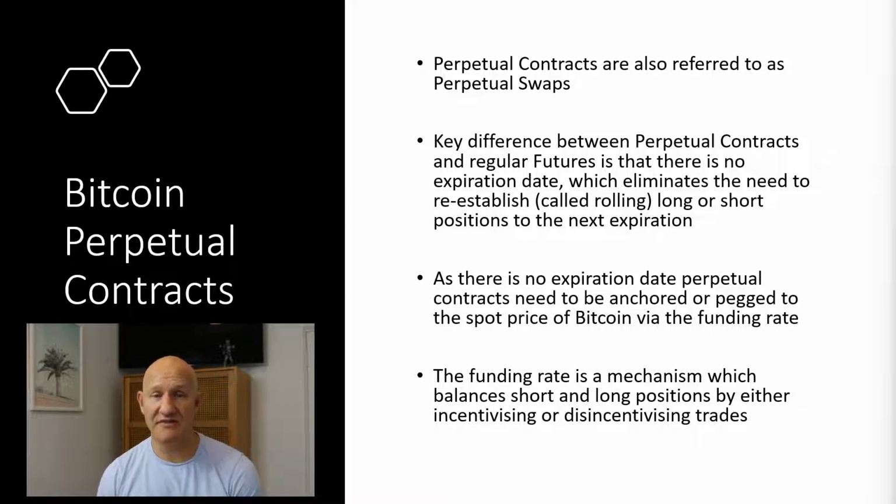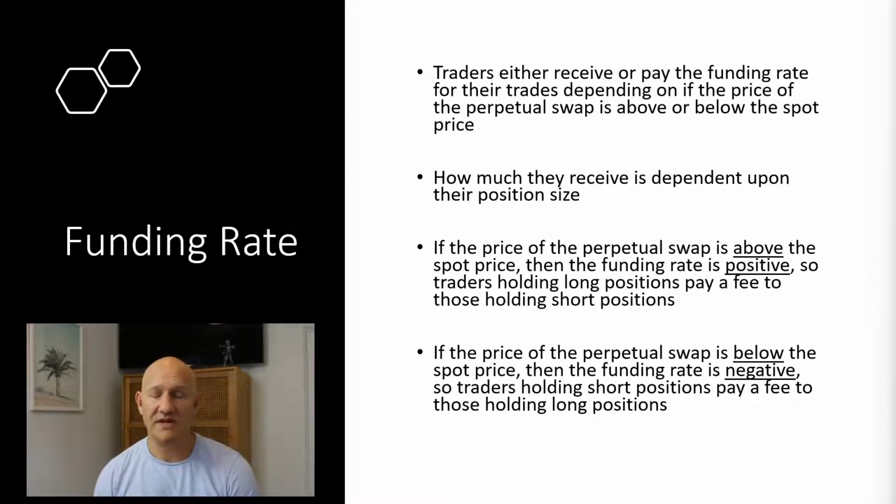However, because there's no expiration, the price of the perpetual contract needs to be pegged to Bitcoin in some way, and this is done through the funding rate. The funding rate's a mechanism which balances short and long positions by either incentivizing or disincentivizing traders. And so what this means is that traders either pay or receive the funding rate depending on if the price of the perpetual contract or the perpetual swap is above or below the current spot price of Bitcoin. And how much that trader receives is dependent upon the size of their position.